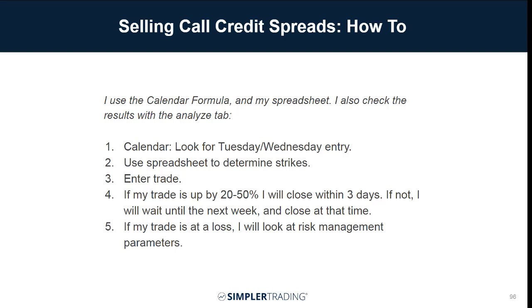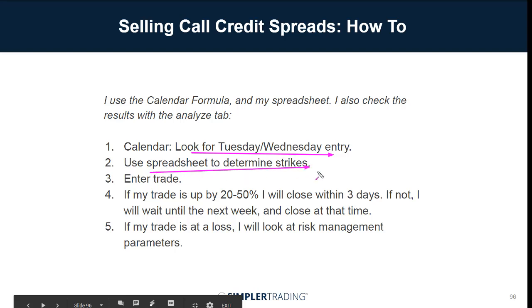How do you sell a call credit spread? Well, I use the calendar formula, and that's not calendar, the type of trade. That is the calendar that I have given you. You want to use the calendar, and you look for a Tuesday, Wednesday entry. Then you use a spreadsheet to determine the strikes. Then you enter the trade. If my trade is up by 20 to 50%, I will close it within 3 days. If not, I will wait until the next week and close it at this time.